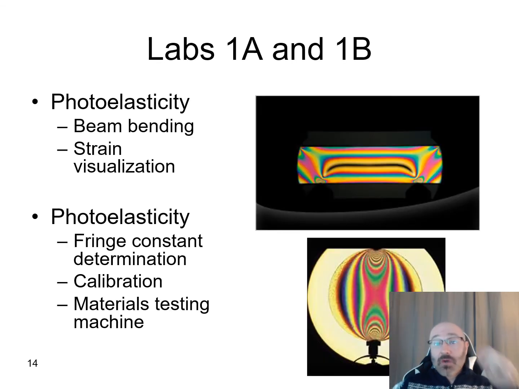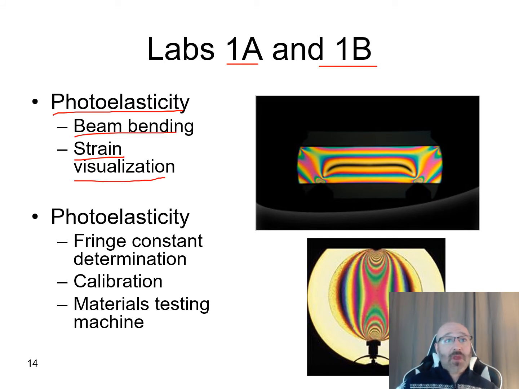Now we're going to get into a quick overview of each of the 6 laboratories that you're going to be going through. The first laboratory you're going to have is Lab 1A and 1B, and this deals with photoelasticity. What we're going to be looking at specifically is some beam bending and strain visualization. Within photoelasticity, one of the things you're going to be looking at is the fringe constant determination.